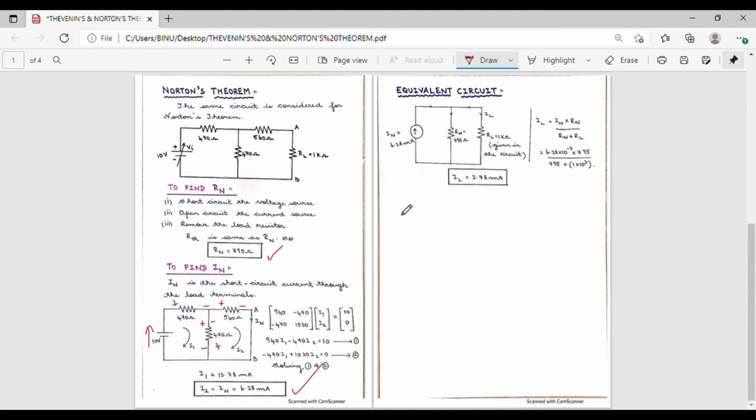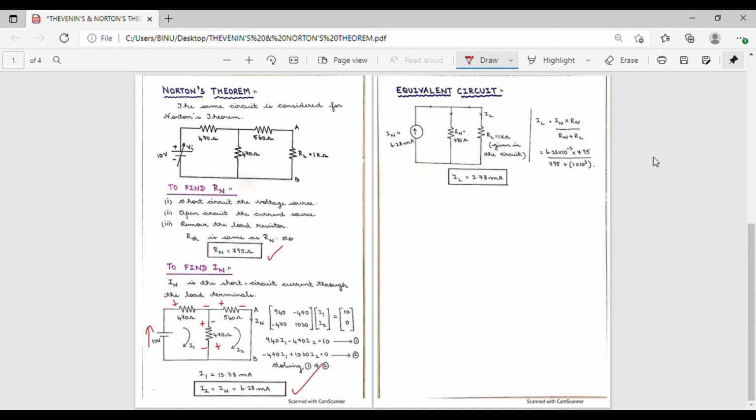Now we have found out the equivalent circuit parameters IN, RN as well as RL. Now we are going to draw the equivalent circuit with the current source in parallel with the Norton's resistance and load resistor. The last step is to find the load current that is flowing through the load resistor.